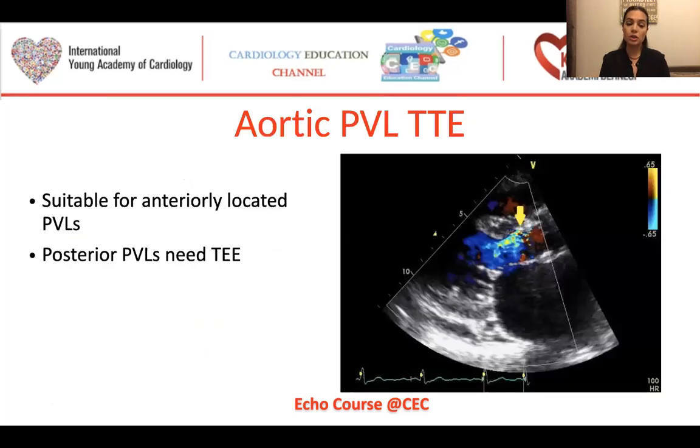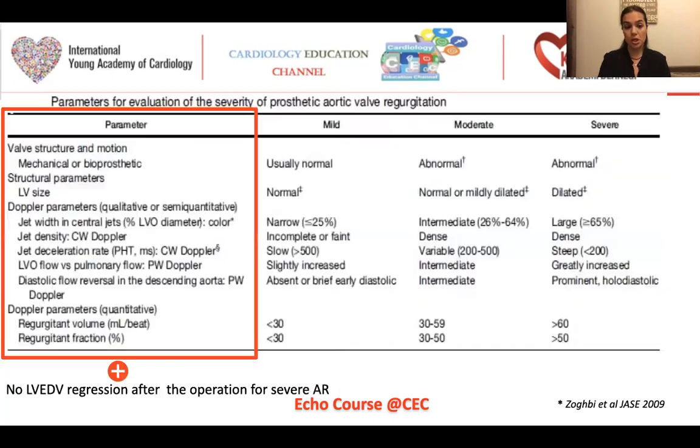And for aortic PVL, transthoracic echocardiography is okay for anteriorly located ones, but posterior PVLs need transesophageal echocardiographic examination. And also, as in the mitral valve, we have some indirect signs for PVL. So if we have the suspicion, again, we should go with TEE.